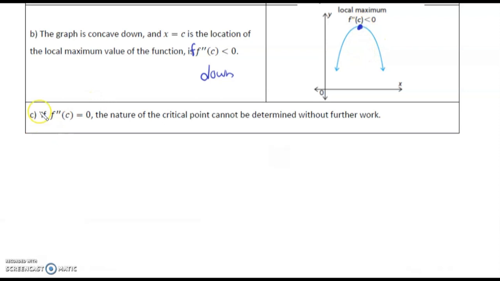And the third situation that we're going to see is the second derivative equals 0. So the nature of the critical point cannot be determined without further work.